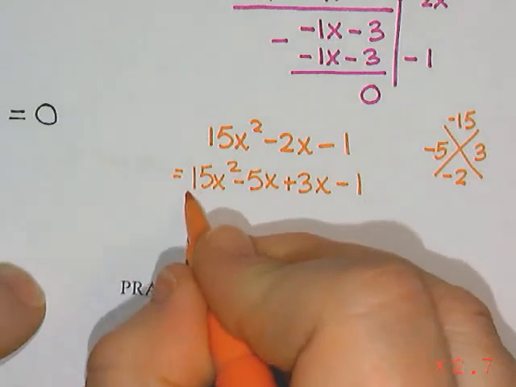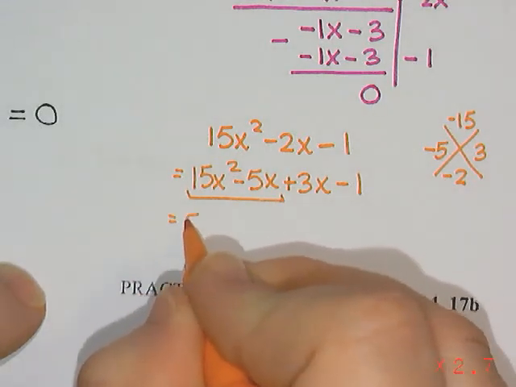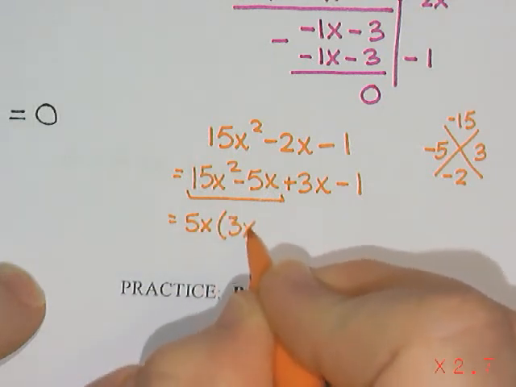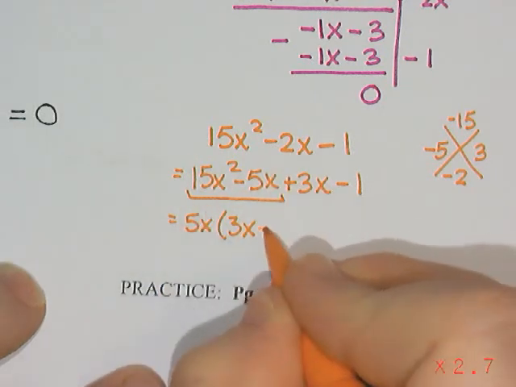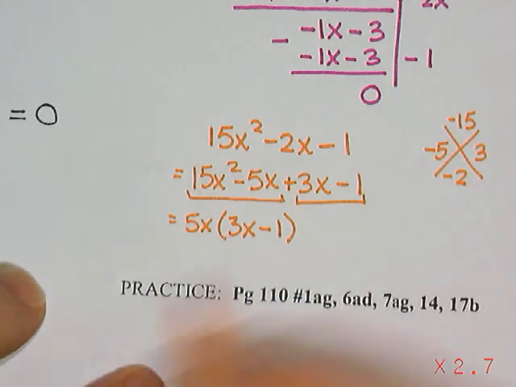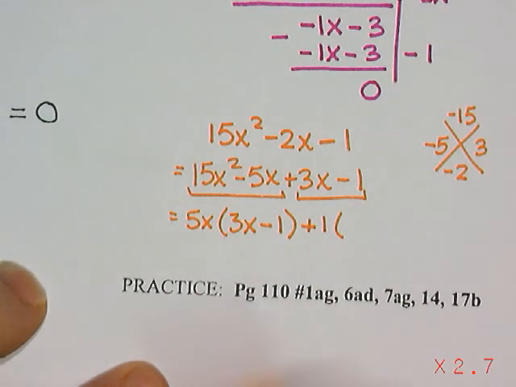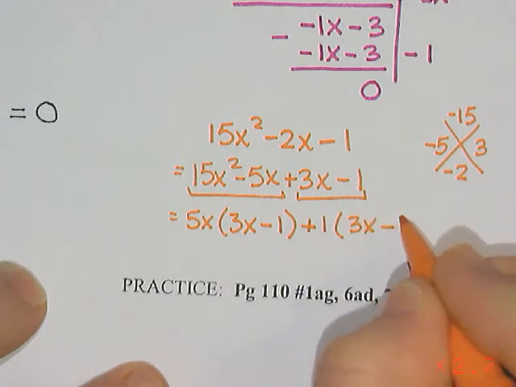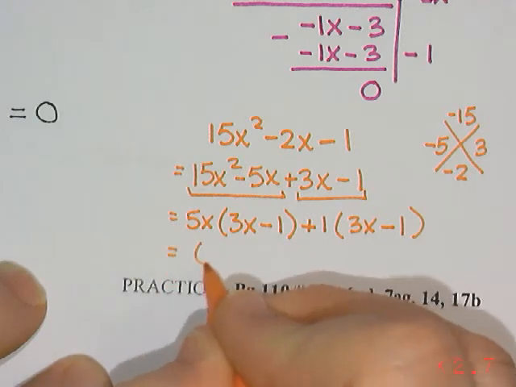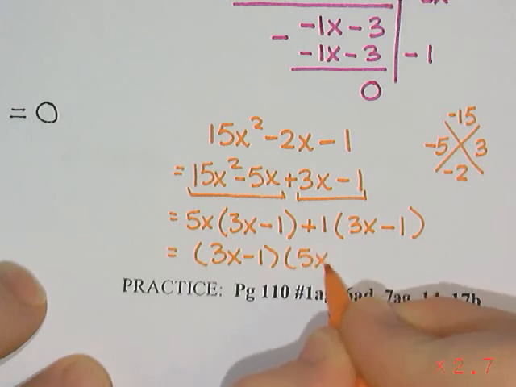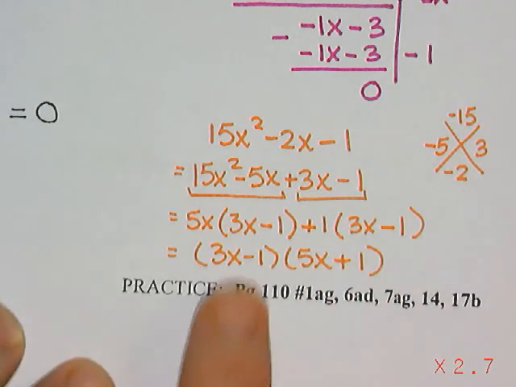From the first pair, I can take out a 5 and an x. 15x squared divided by 5x is 3x. Negative 5x divided by 5x is minus 1. The second pair, 3x minus 1, I can take out a 1. If they don't have anything in common, I always take out a 1. 3x divided by 1 is 3x. Negative 1 divided by 1 is negative 1. So this is 3x take away 1, 5x plus 1.